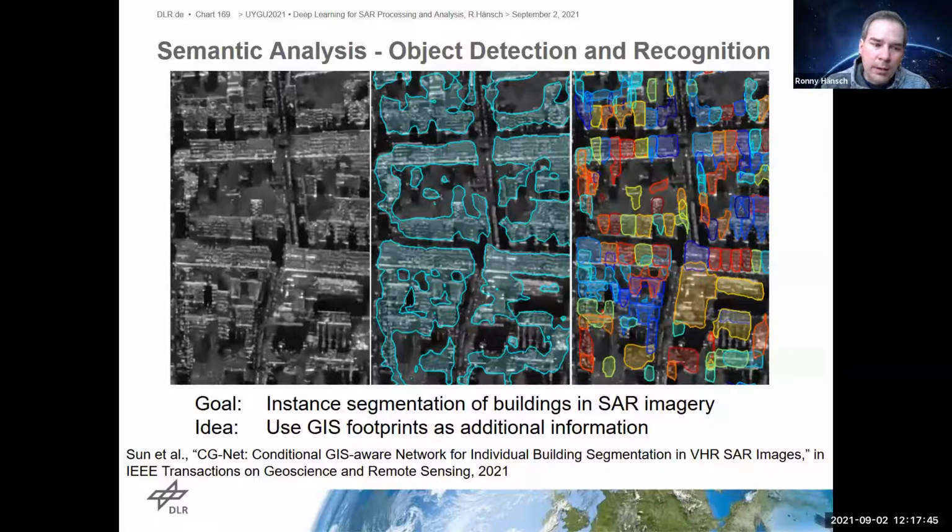And the other idea they have is that this amount of prior information they want to use, they also want to push this forward, and they use GIS footprints as an additional input of information. So not just in order to form the training database, but really as an input to the ConvNet.